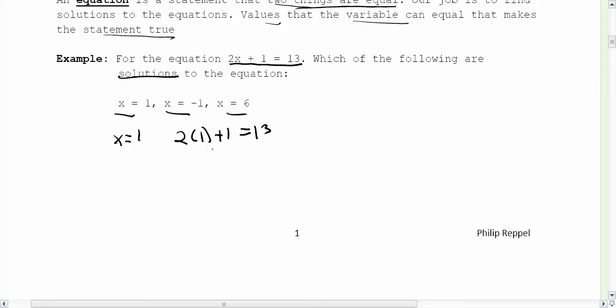I'm going to simplify it. And once I simplify it, I notice I do not get a true statement. So x equal to 1 is not a solution.